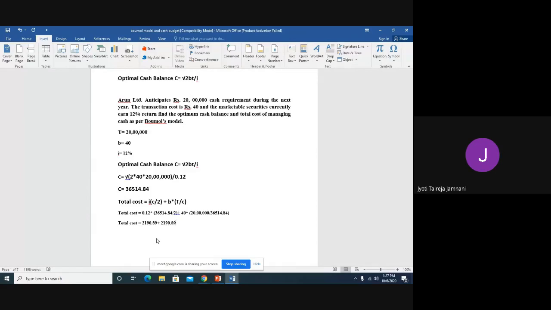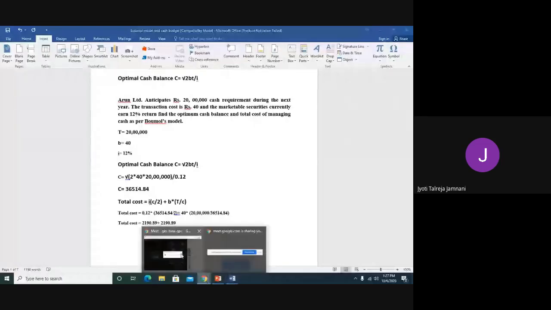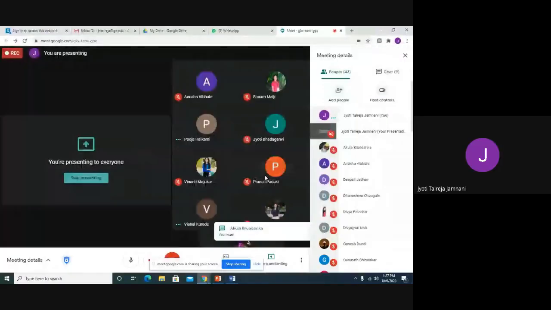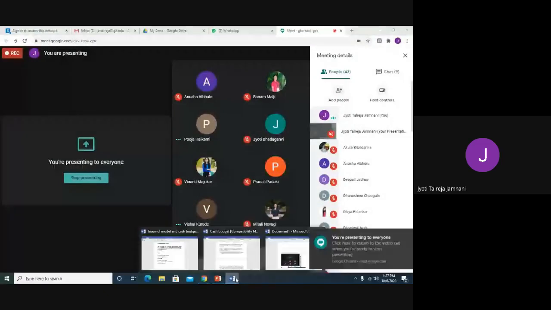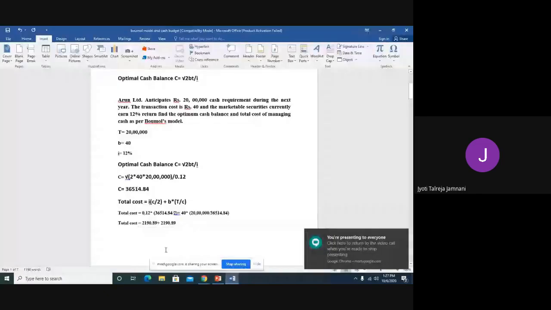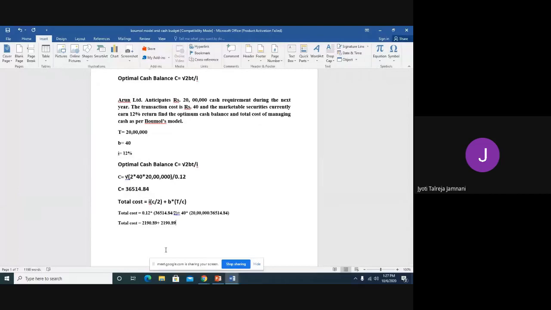Now, if you see, all of you observe, your opportunity cost is 2190.89 and your transaction cost is also 2190.89. So what we are doing, we are balancing both. Both are equal, and when both are equal, you have an optimum cash balance. That means whatever C answer you have got, that is correct, because at that value both the opportunity cost and the transaction cost are equal. Now you need to add both of them to get the total cost.